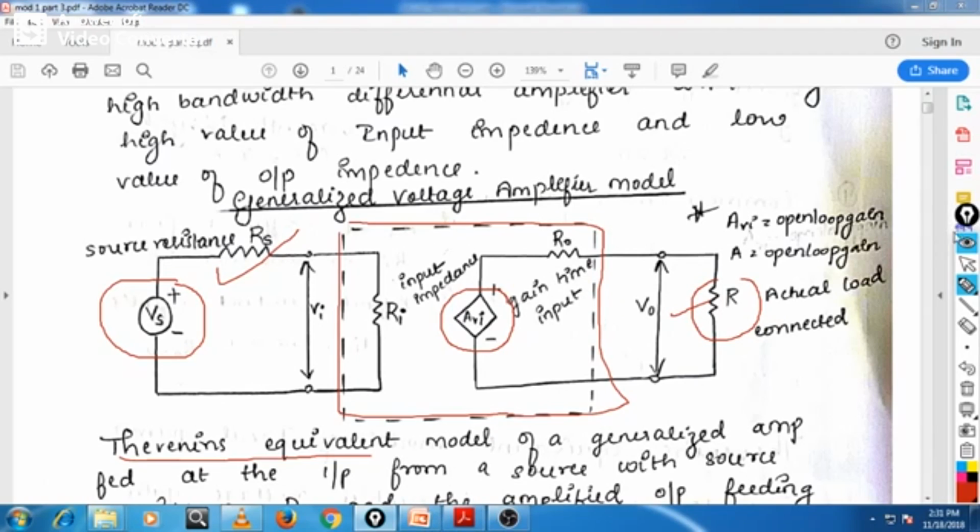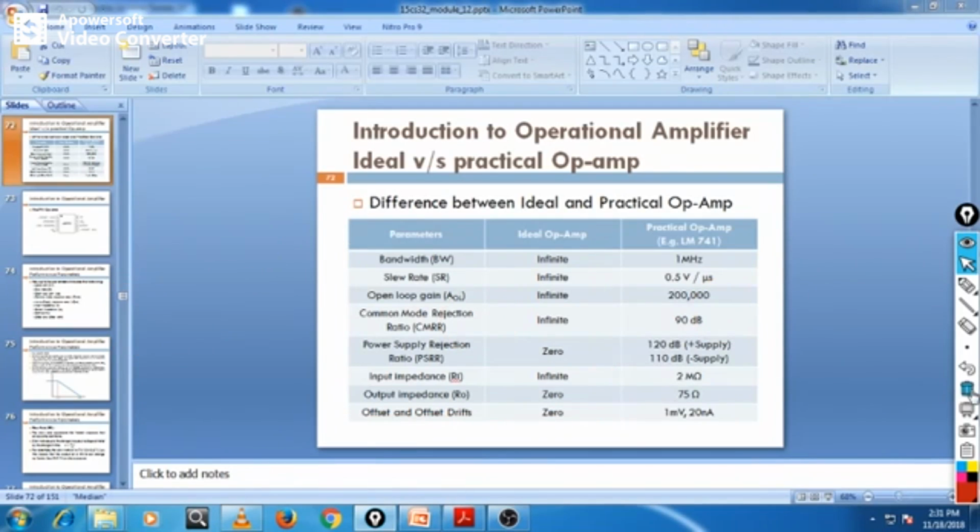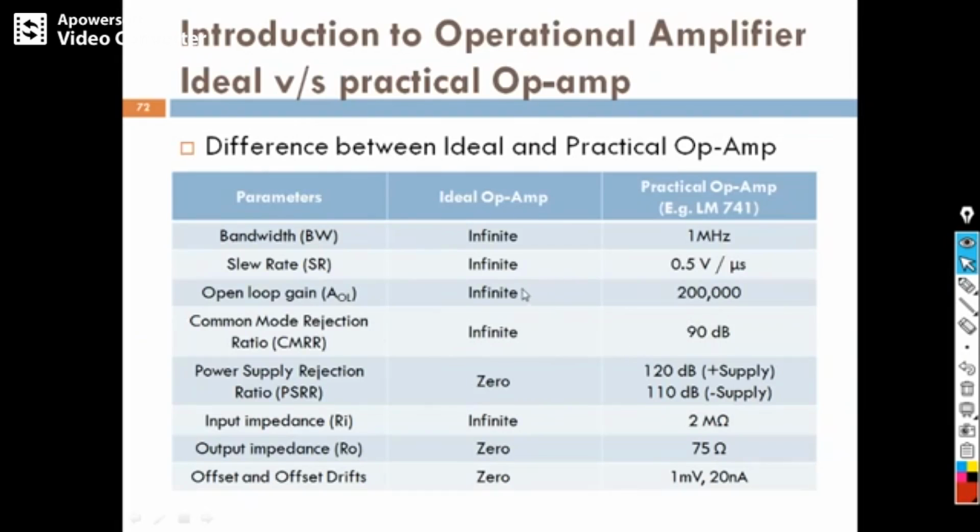Now my dear students, we will move to the difference between ideal and practical operational amplifier. You can see the various parameters we are using to compare: the first one is bandwidth, second one is slew rate, third one is open loop gain, fourth one is common mode rejection ratio, fifth one is power supply rejection ratio, then input impedance, output impedance, and offset. You are going to study all these parameters, but when you compare an ideal and a practical operational amplifier, we are using these parameters to compare.